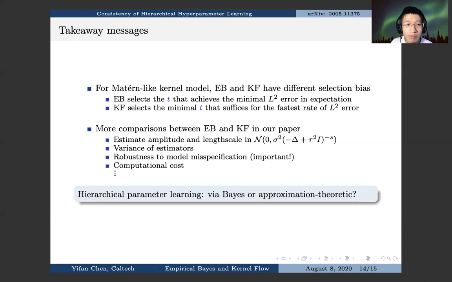Overall, the takeaway message of this work is that we are doing hierarchical parameter learning, and there are two approaches, the Bayes approach and the approximation theoretical approach. In our paper, we provide some theoretical analysis of the two algorithms for a toy model, the Matern class model. Generally, it's of interest to compare them in more complex and realistic machine learning or inverse problems, and to explore more about their advantages and disadvantages.